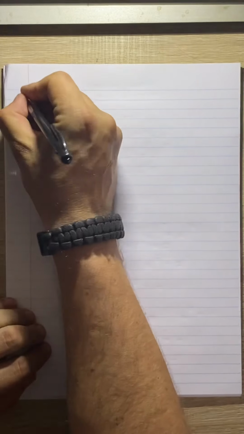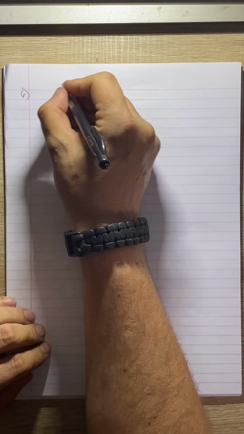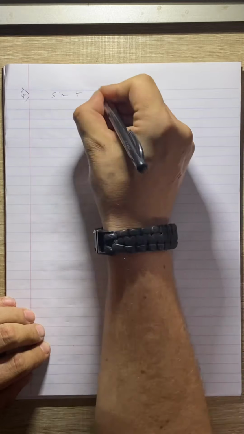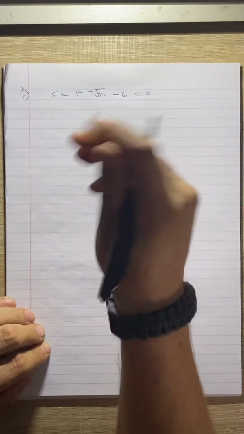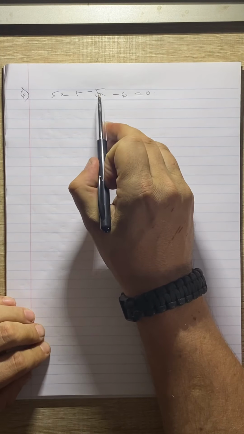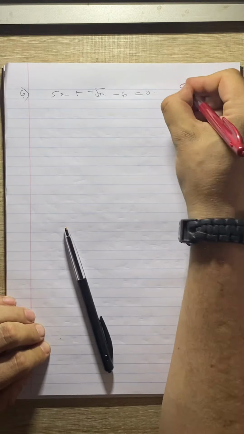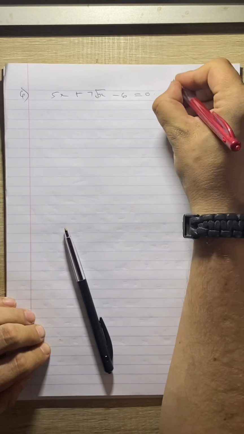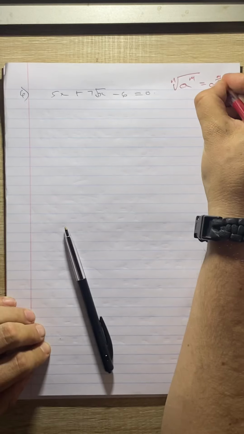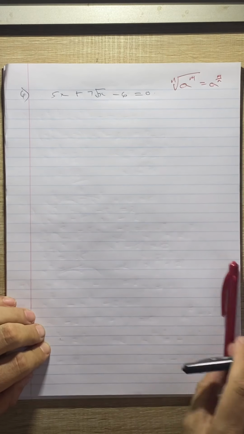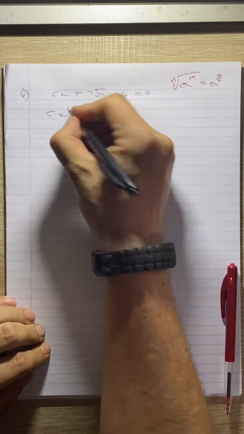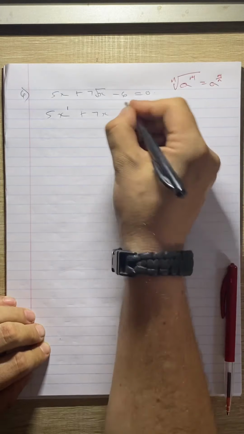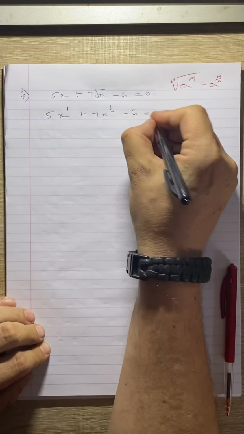Right, question 6. We've got 5x plus 7 root x minus 6 equals 0. What I'm going to do here, guys, is I'm just going to get rid of the surd. Now remember, I'm going to be using this. And that's how we get rid of the surds, just so we can get an exponent. So we get 5x, and now I'm just going to fill in my missing one here, plus 7x to the half minus 6 equals 0.